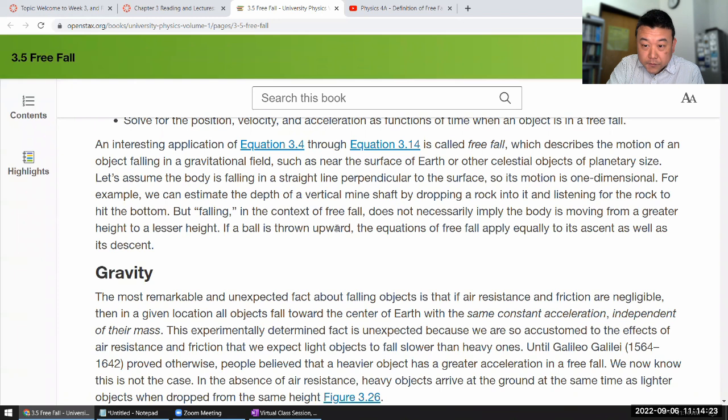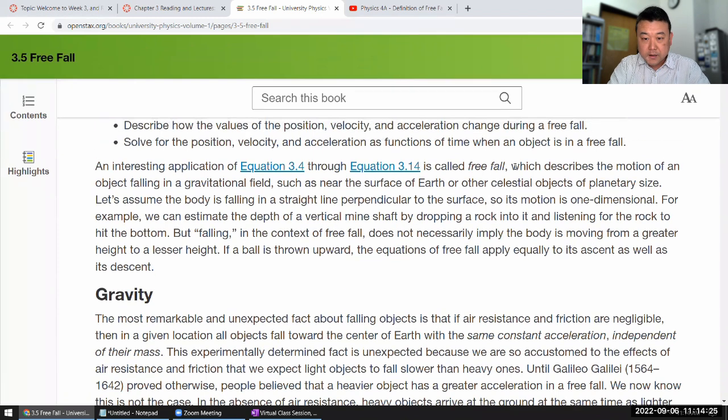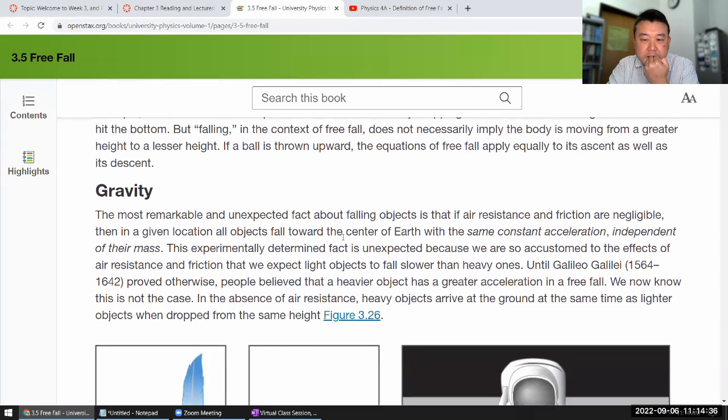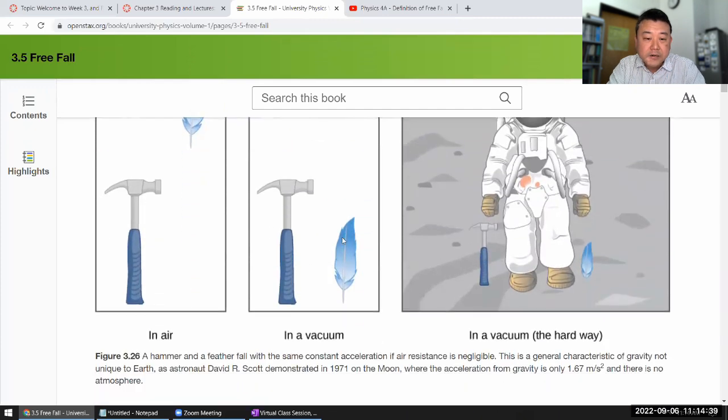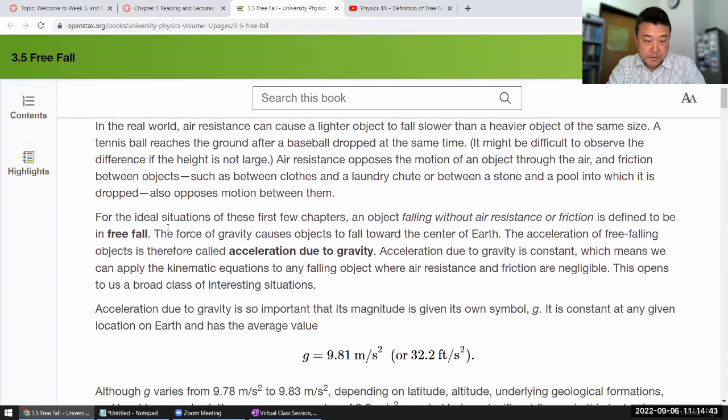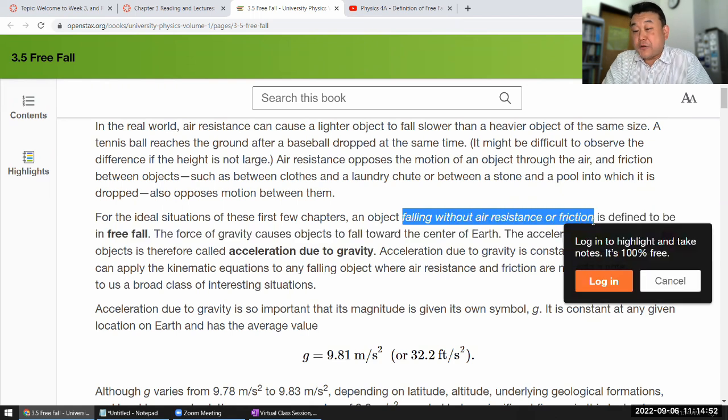The definition of free fall, which describes the motion of an object falling in a gravitational field. I don't think that's quite sufficient. Let me find it here. So this is the definition of free fall. An object falling without air resistance or friction, or actually any other force, is defined to be in free fall.